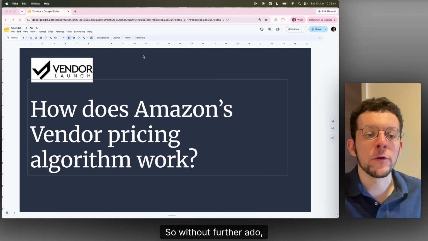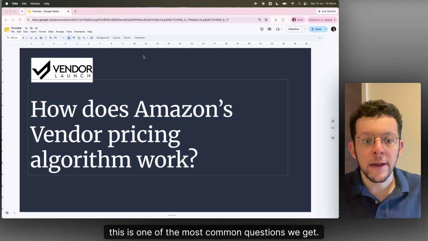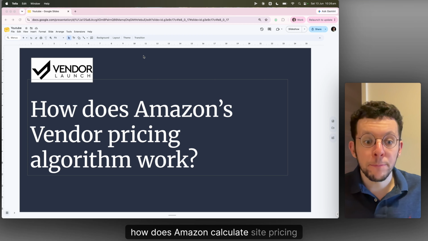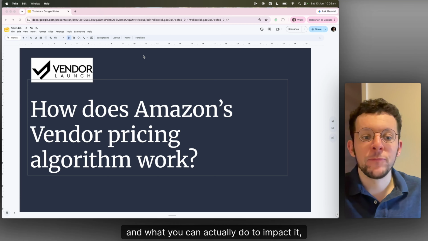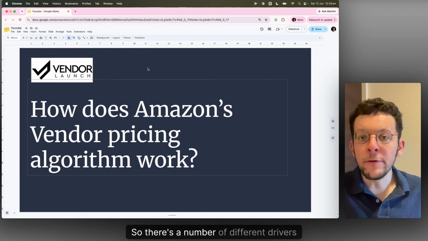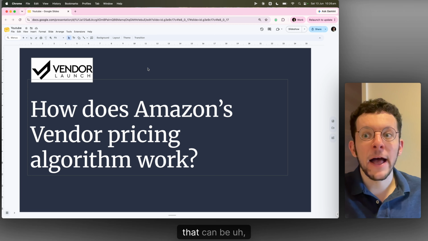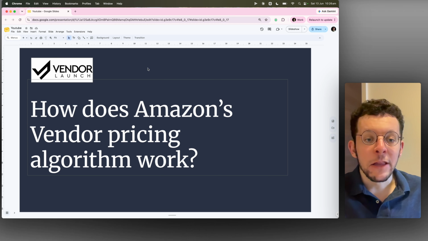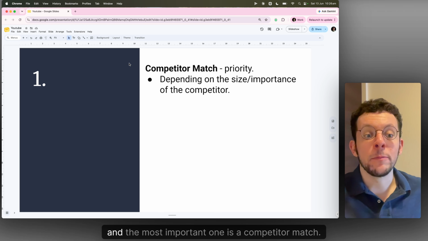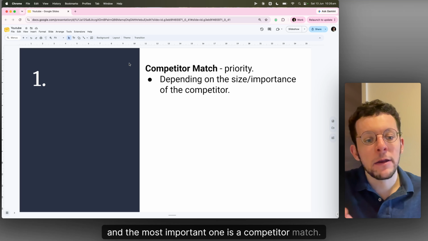So without further ado, this is one of the most common questions we get. How does Amazon calculate site pricing and what can you actually do to impact it, to influence it? There are a number of different drivers that can be impacting your product pricing at any given moment. The first one, without a doubt, and the most important one, is a competitor match.